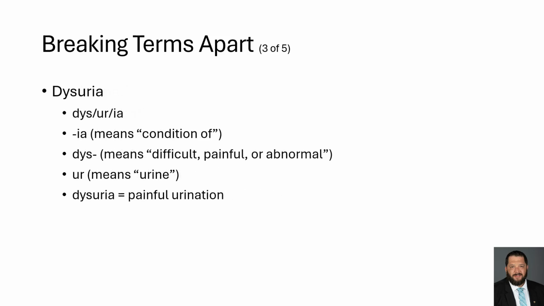Let's try another one. Dysuria. We're going to break this down. Prefix, suffix, combining word. Okay. The prefix dys means difficult, painful, or abnormal. Ur, meaning urine, and ia, referring to a condition of. The patient is experiencing dysuria, or difficult or painful urination.